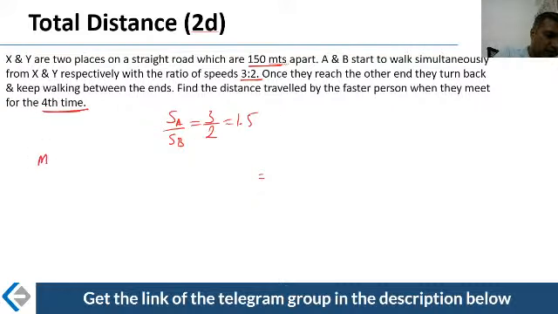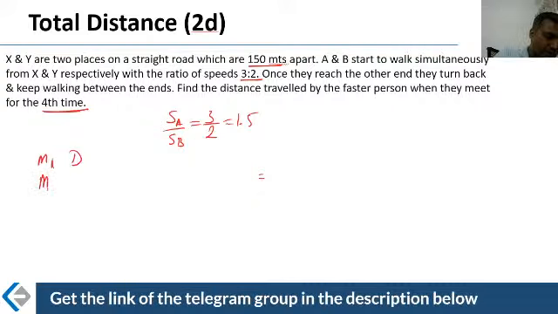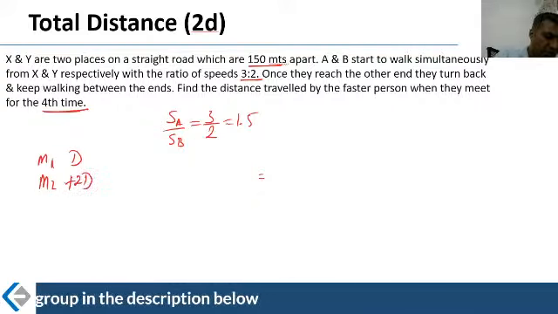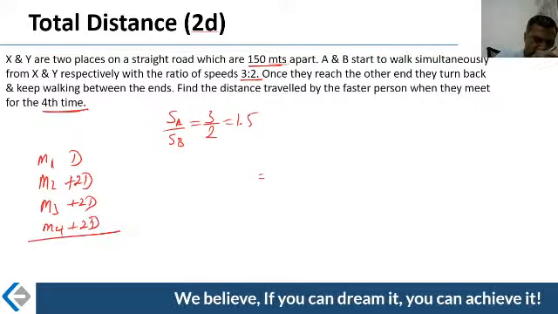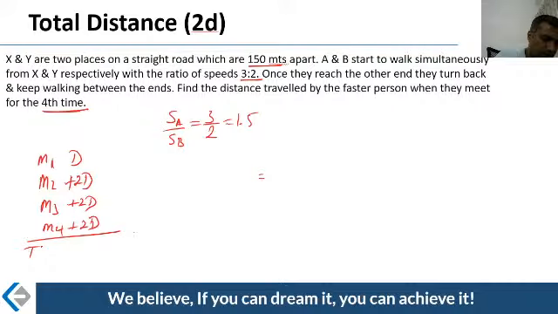When they meet for the first time, the distance covered is d. When they meet for the second time, another 2d. When they meet for the third time, another 2d, right? When they meet for the fourth time, another 2d. Therefore, what is the total distance traveled, friends? Let me call it total distance d. Total distance is all these numbers added, which is 7d. Now 7d is the total distance traveled.